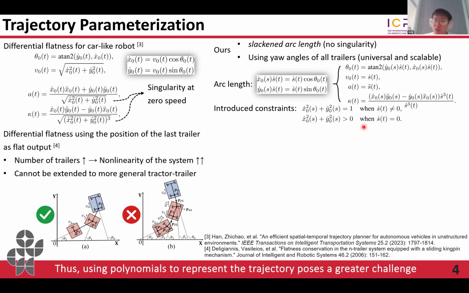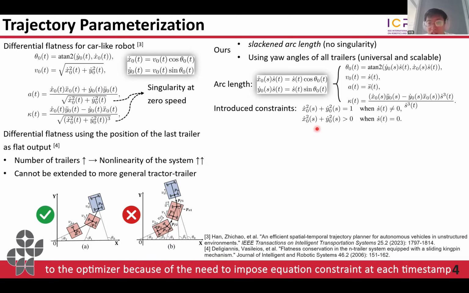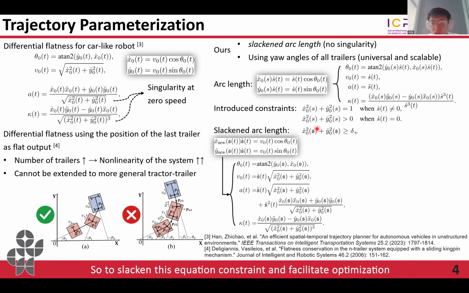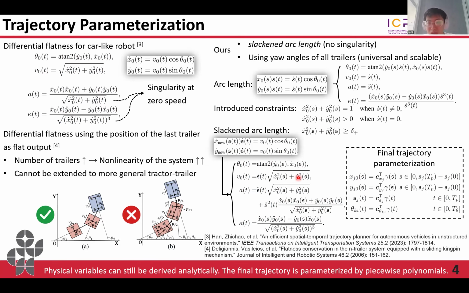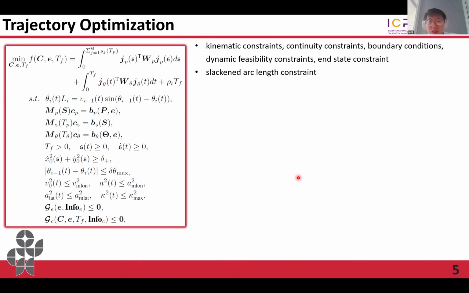Thus, using polynomials to represent the trajectory poses a greater challenge to optimization because of the need to impose equation constraints at each time step. So to resolve this equation constraint and facilitate optimization, we define a selection arc length. Physical values can still be derived analytically. The final trajectory is determined by piecewise polynomials.